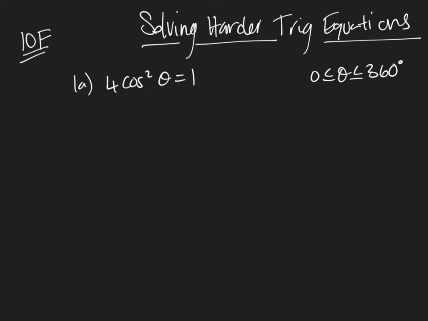So, first example, this is question 1A from the textbook. We've got 4 cos squared theta is equal to 1. First thing we need to do is make cos squared theta the subject. So by dividing both sides by 4, we get cos squared theta is 1/4. Now your next step is to square root this to make cos theta the subject. But when you square root, you need the positive and negative roots of 1/4.